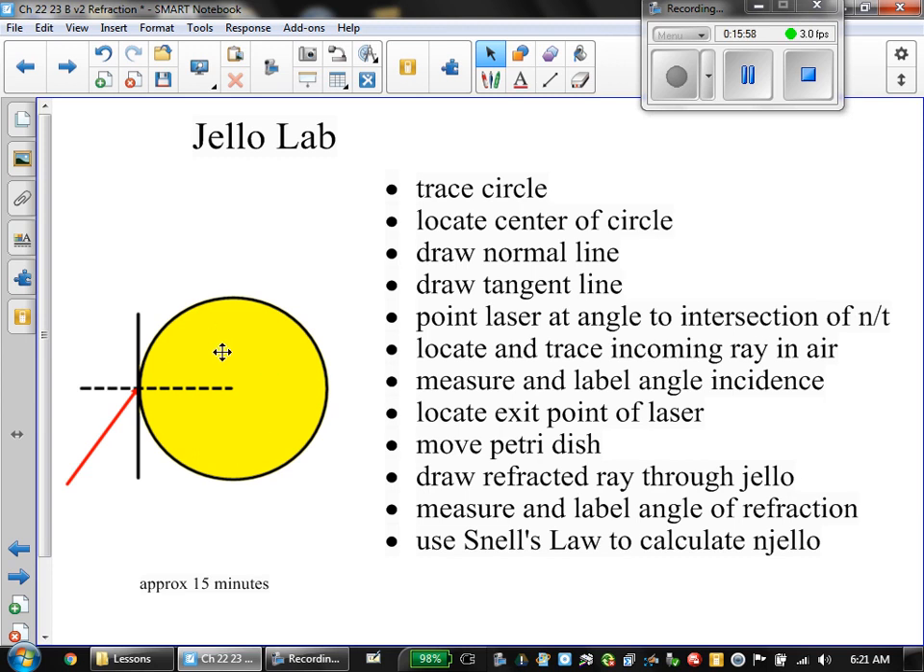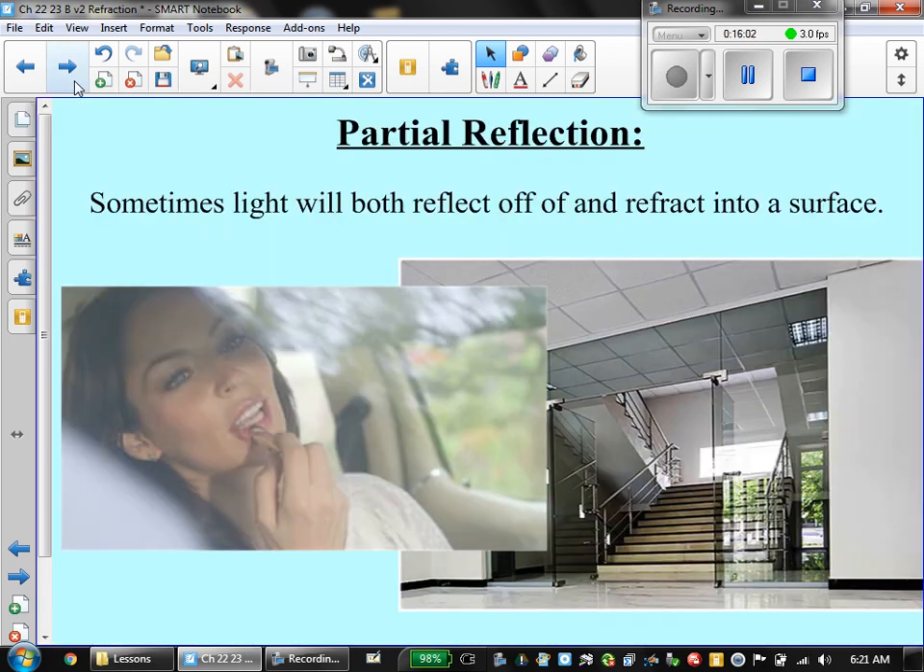Okay, I'm going to stop here. I'll add an additional important conversation about partial reflection and internal reflection.